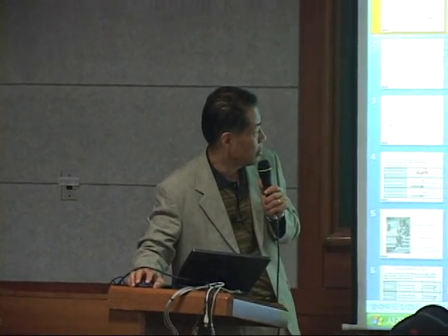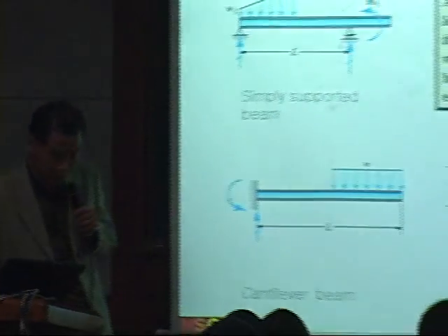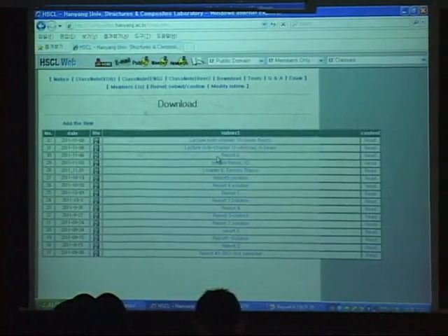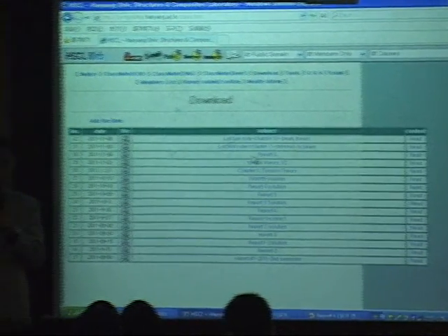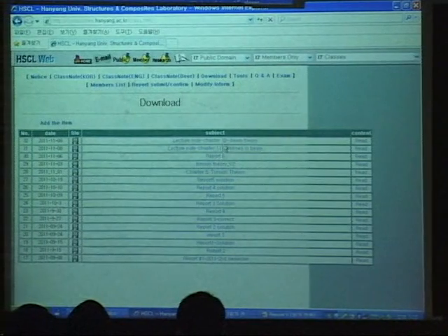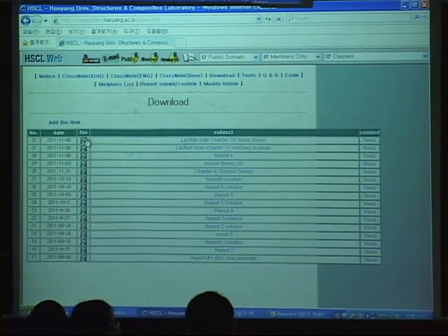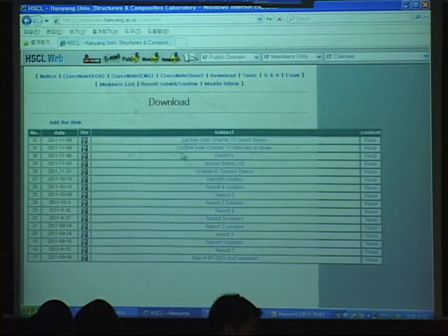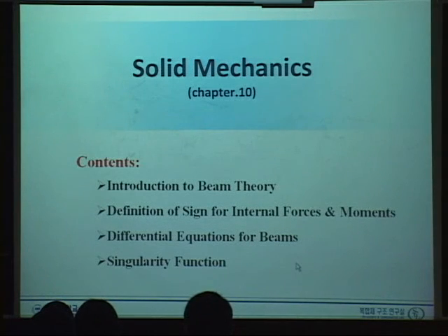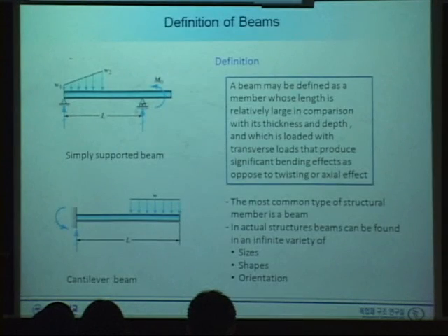Okay, today we will move to beam theory. We are still updating the lecture notes, and this one is a little bit different from yours, but basically it's the same.